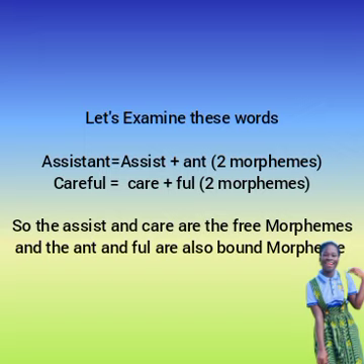Let's examine these words. Assistant. That is assist plus ant. It is composed of two morphemes, assist and then ant. Careful. It is also having two morphemes, care plus full. So the assist and care are the free morphemes, and the ant and full are the bound morphemes.